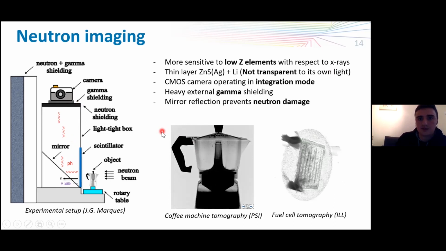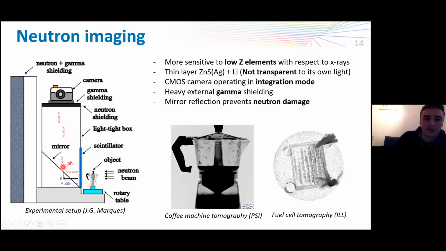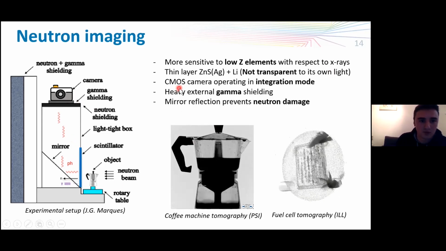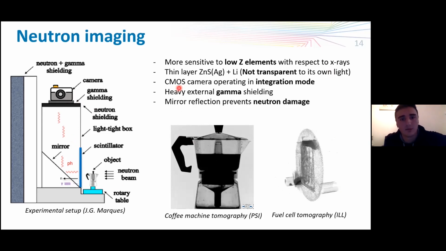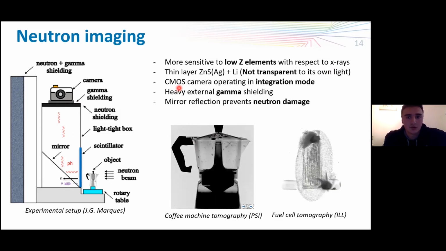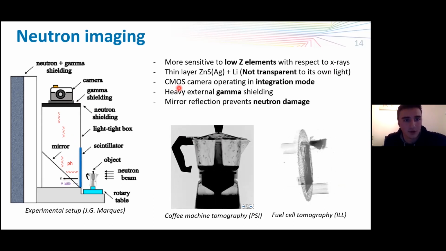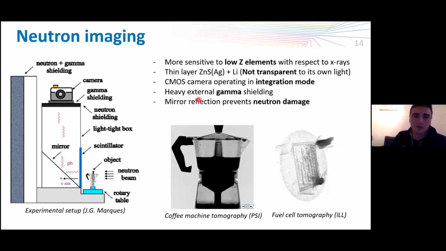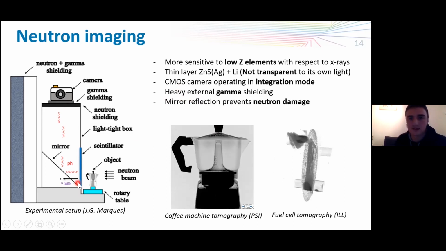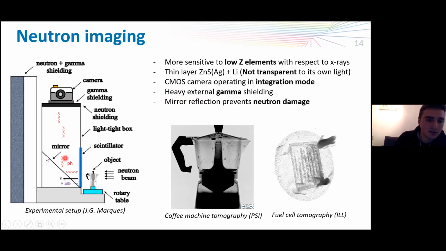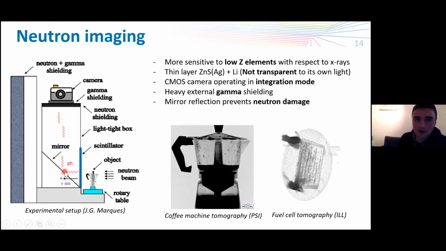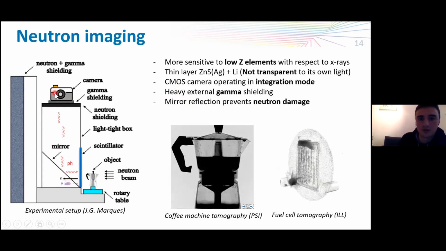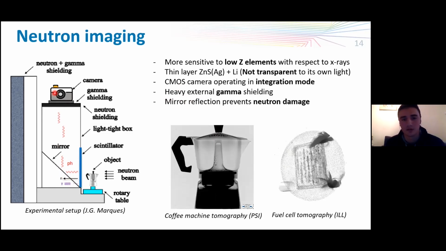What is the problem with this, though, is that both gammas and neutrons don't really go well with these CMOS cameras. So what we will have to do is to put in place some very heavy external gamma shielding in order to prevent the surrounding radiation from spoiling our nice images. And then we will also have to put in place some kind of mirroring system that is very simplified in this picture, but it is very important not to have any neutrons going to vitiate the performance of this CMOS camera.